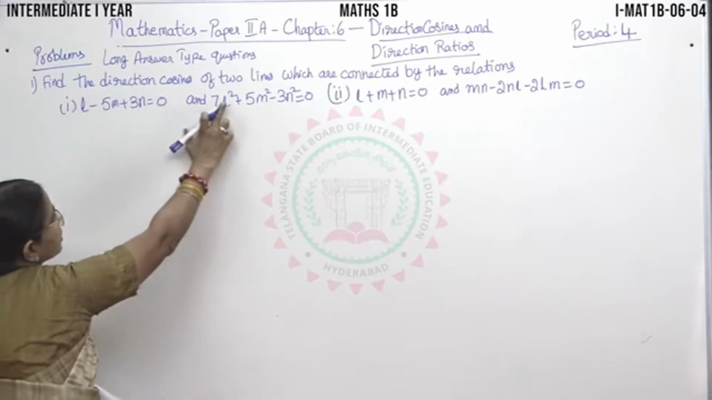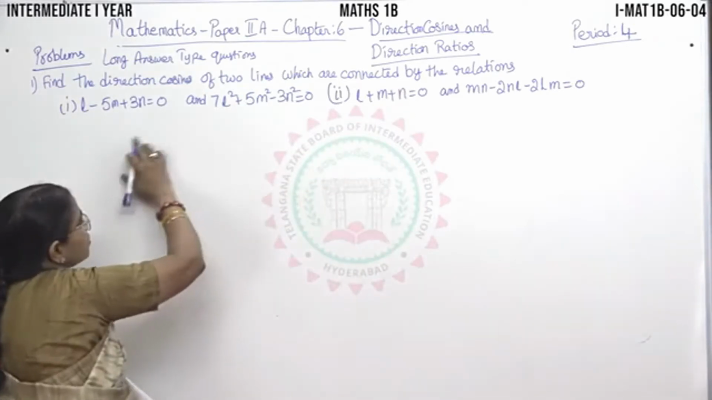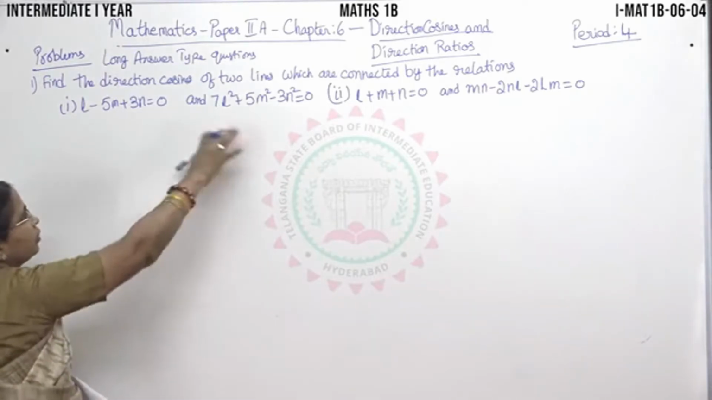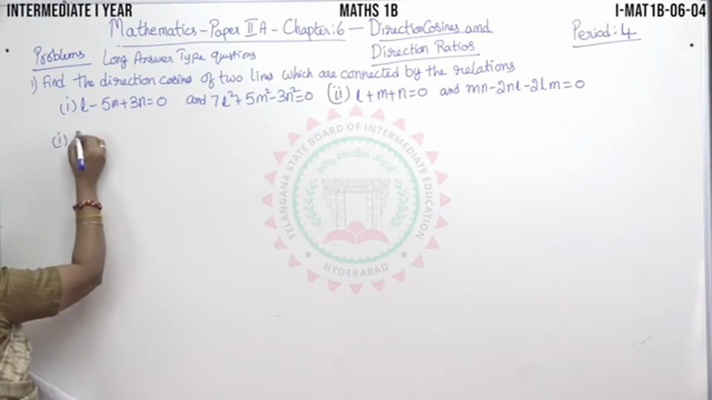Find the direction cosines of two lines which are connected by the relations. This is one problem and this is another, the second bit. So one bit I'll do, you can try the second one. Okay? So, first bit solution.